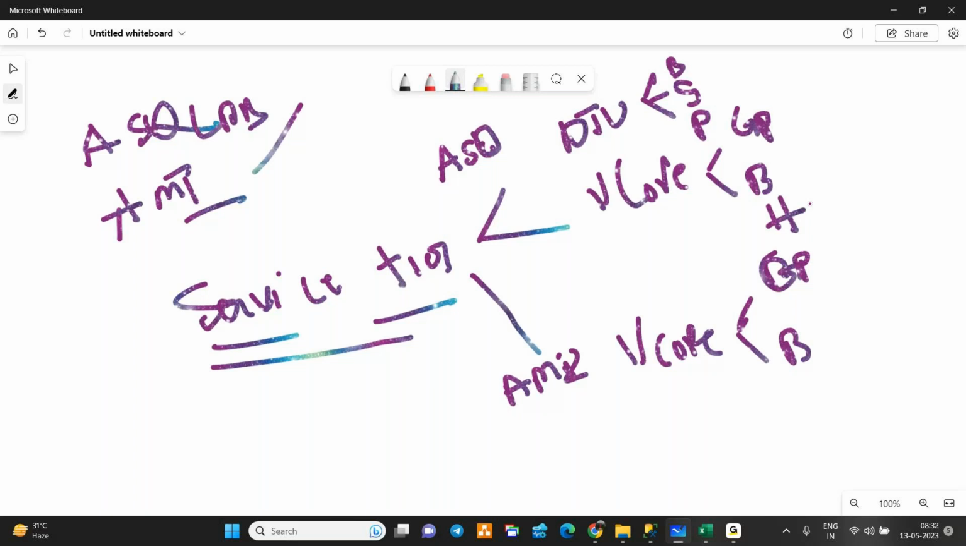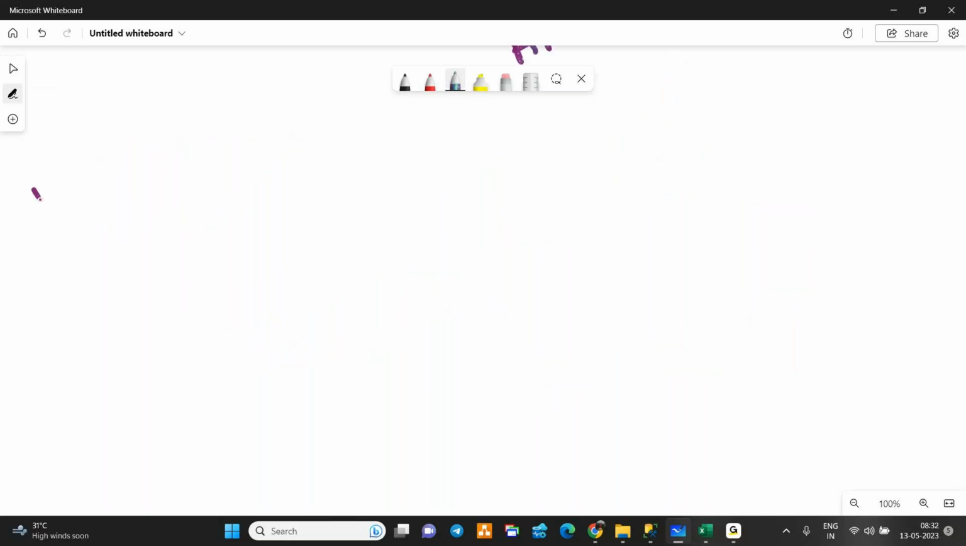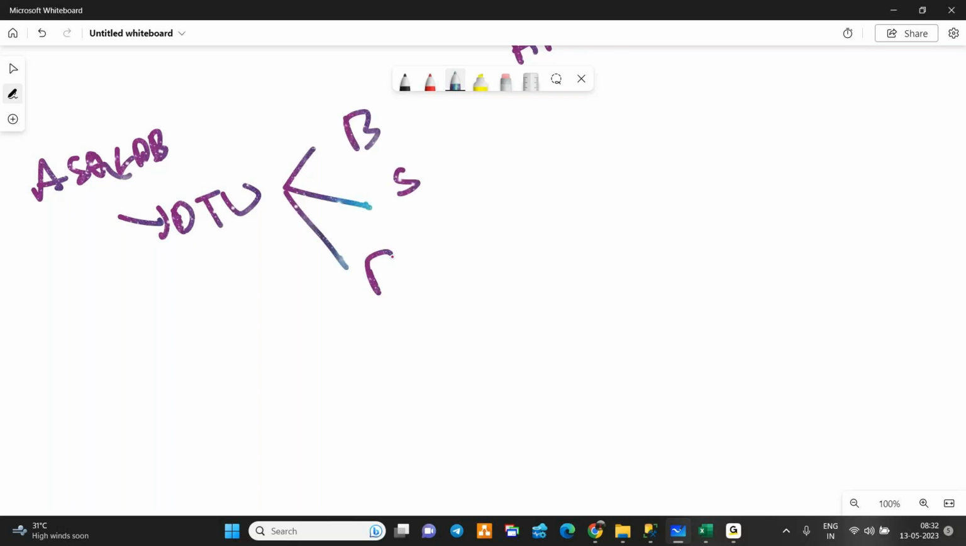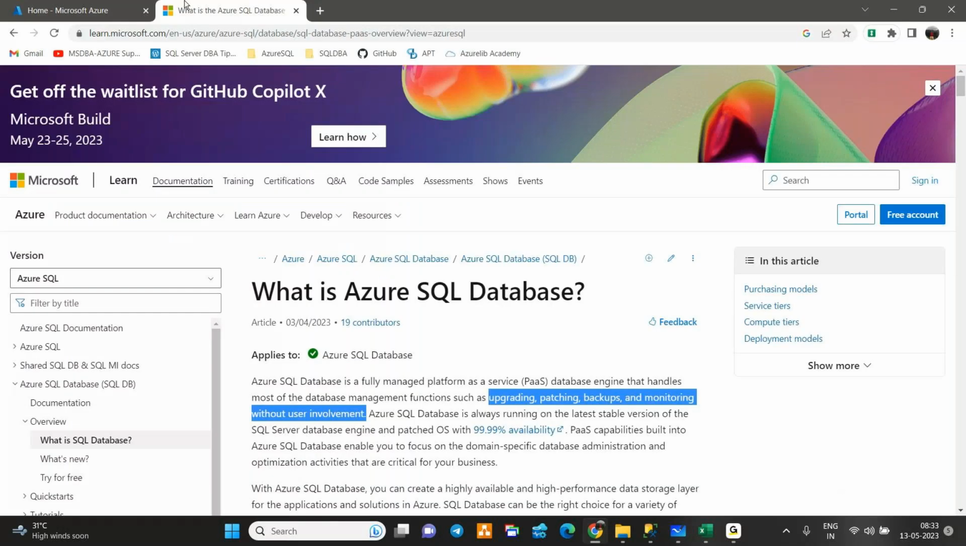Now, for Azure SQL Database, let's discuss the first purchasing model, DTU. In DTU, we have three tiers: basic, standard, and premium. So first, what is DTU?